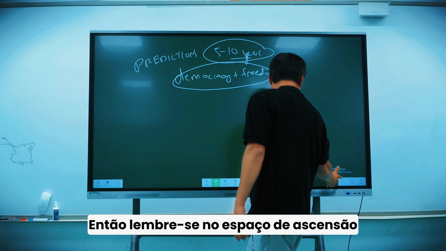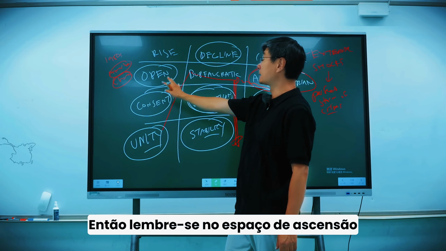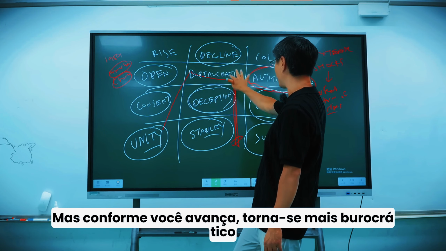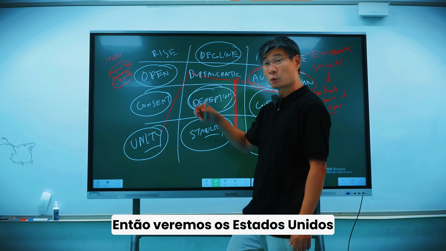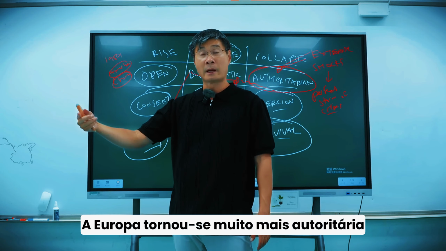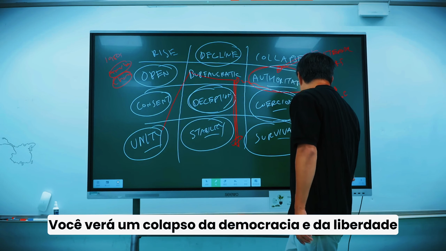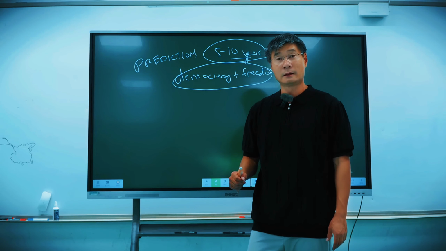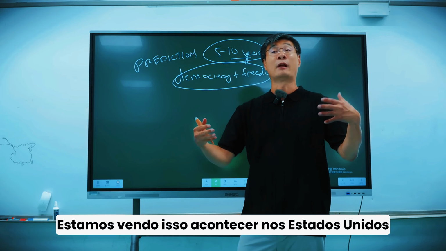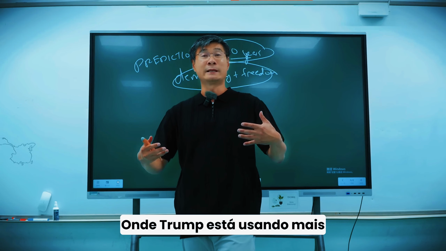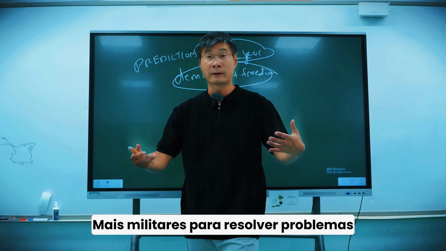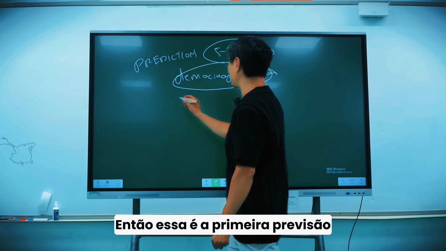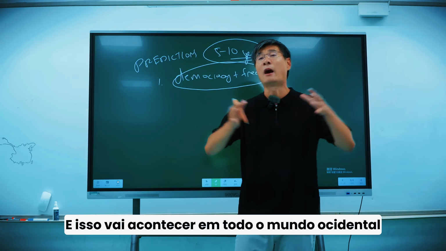So remember, in the rise phase, society is democratic and open and meritocratic. But as you move on, it becomes more bureaucratic and ultimately authoritarian. So we will see the United States and Europe become much more authoritarian. You will see a collapse of democracy and freedom in these nations. And already we're seeing this happen in the United States, where Trump is using more and more military to resolve issues. So that's the first prediction. And this is going to happen throughout the Western world.